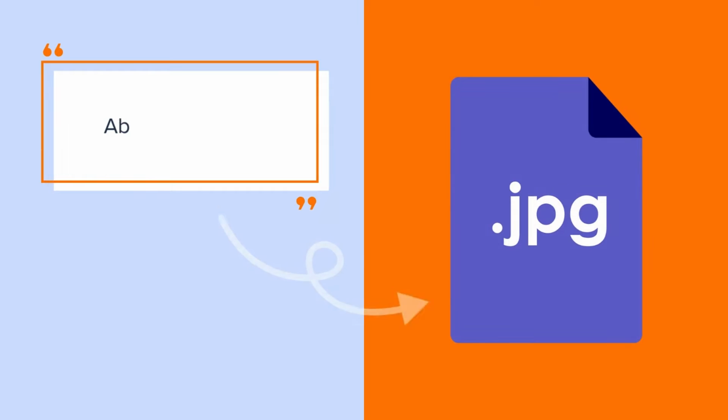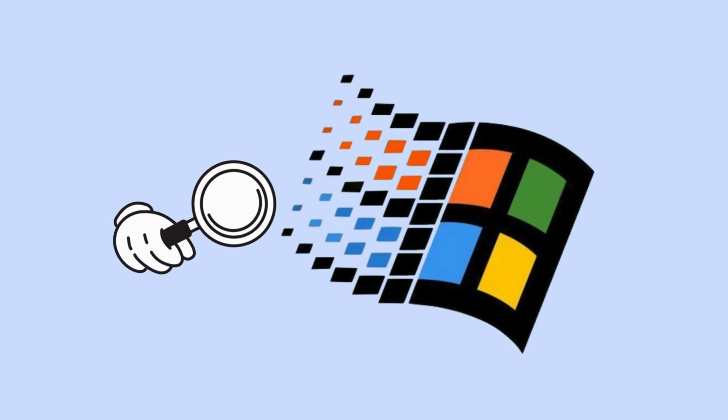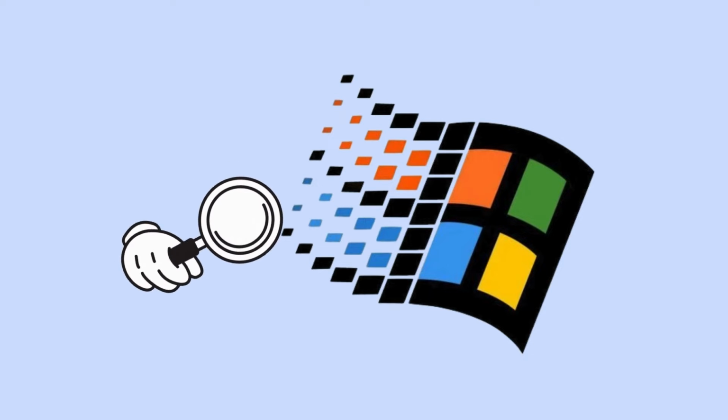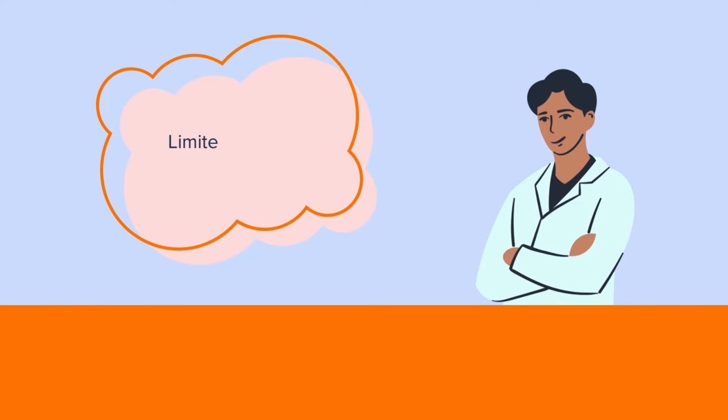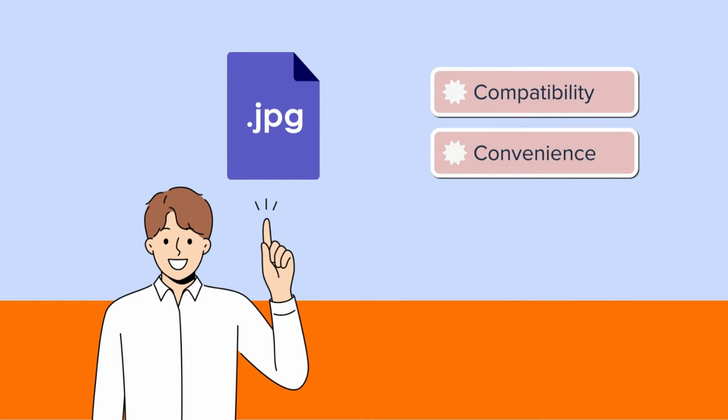Now on to JPG, which is essentially the same as JPEG but distinguished solely by the absence of an E on the format name. The emergence of JPG happened after the limitations observed in the early Windows operating systems. At that time, the MS-DOS 8.3 and FAT16 file systems could only take up to a maximum 3-letter limit for file name extensions. So, JPG was introduced to provide compatibility and convenience.